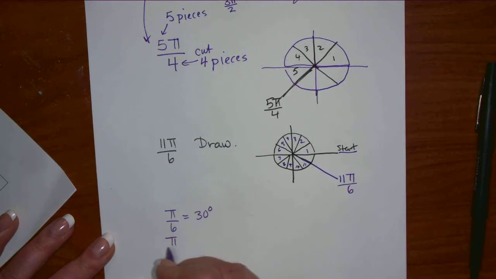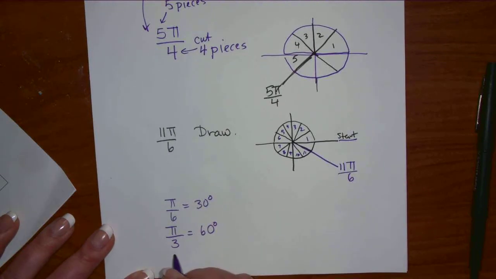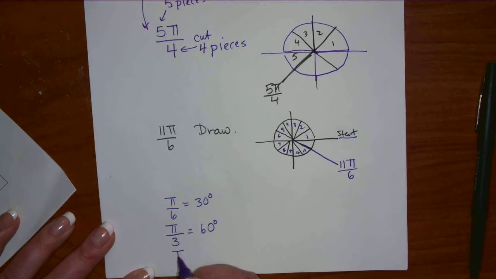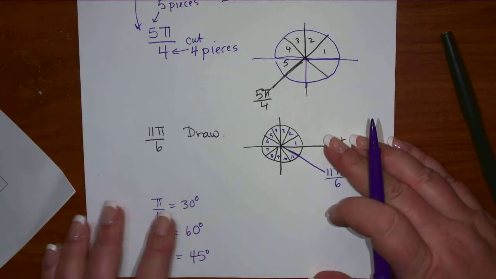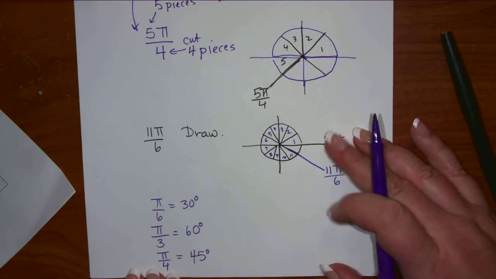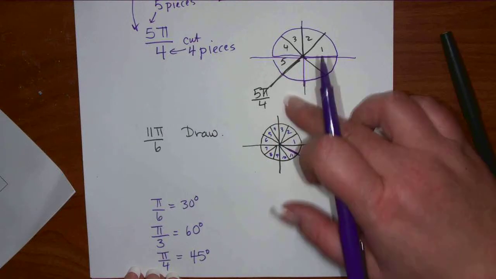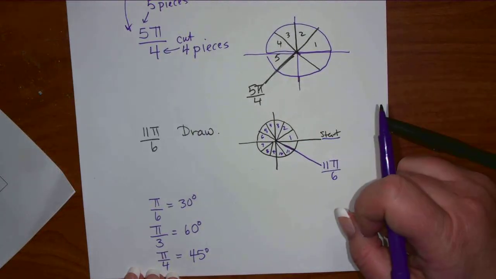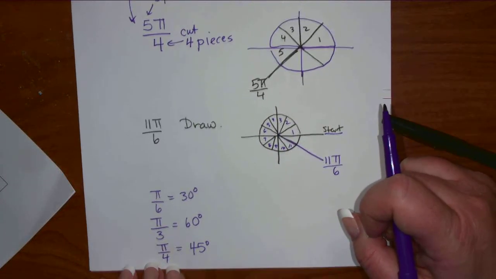Pi over 3 is 60 degrees. That's a bigger piece, right? So that's the bigger one. What's pi over 4? Half of a half, so 45 degrees. Right, so if you know what these three are, if you draw the radians, you can usually figure it out if you wanted to convert that way too. So that's another option, how to convert.